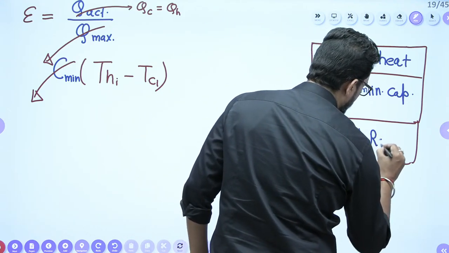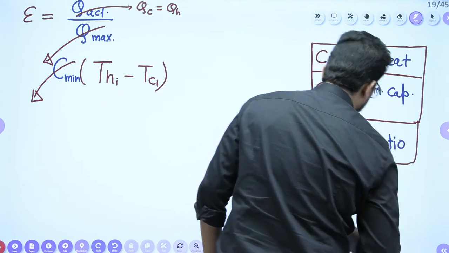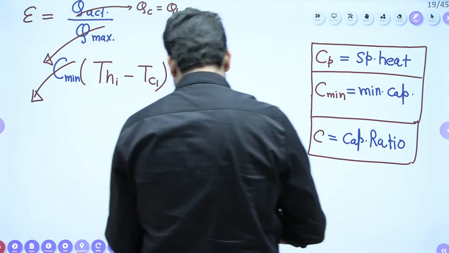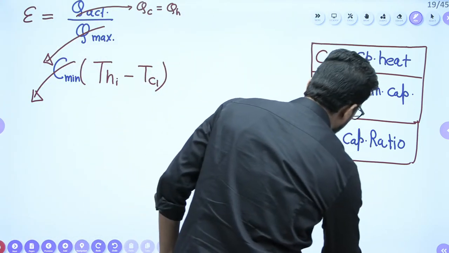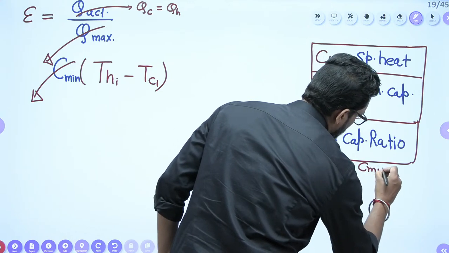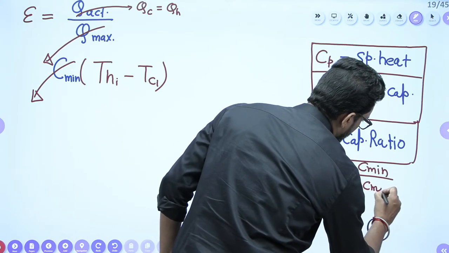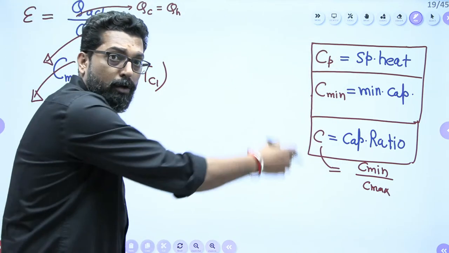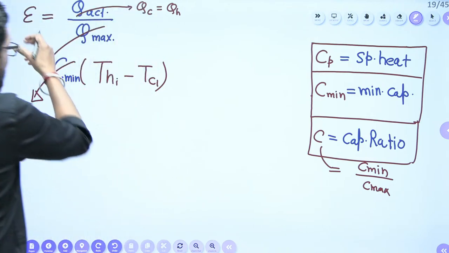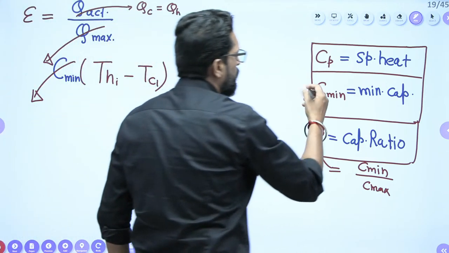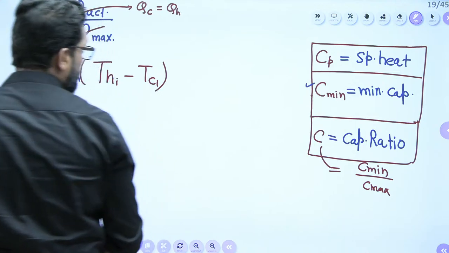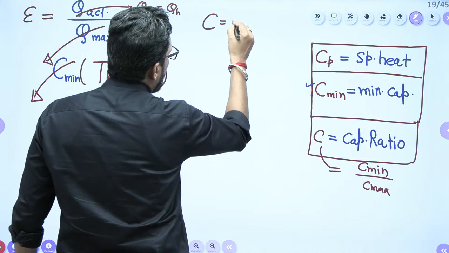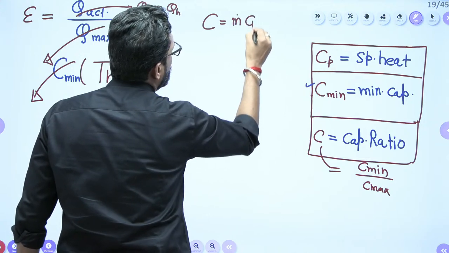This capacity ratio is C minimum by C maximum. So don't confuse with that. If you calculate the effectiveness, always take C minimum. And what is C minimum? C is what, beta? Mass flow rate into Cp.